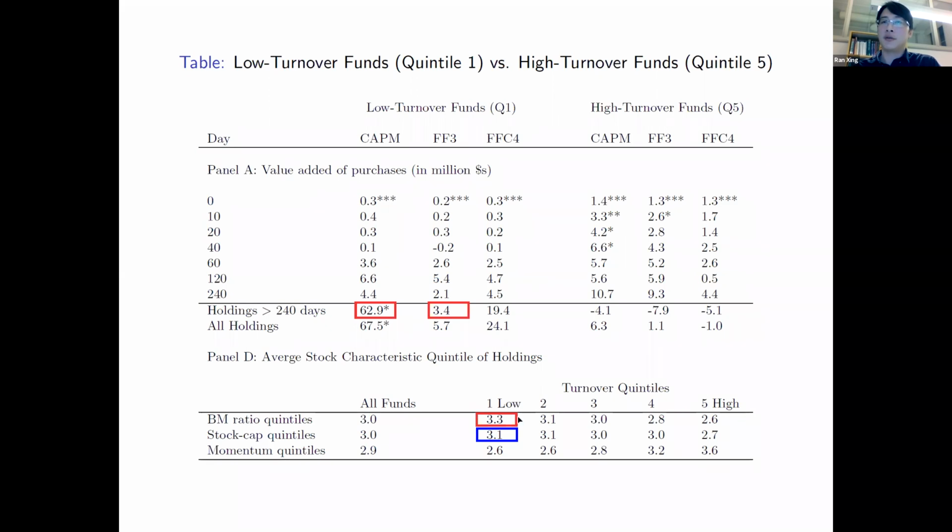But for low turnover funds, we can see they tilt their portfolio towards value stocks, that's high book to market ratio stocks. On the other hand, they also tilt their portfolio slightly towards large cap stocks. So that means they're mainly profiting from the value factor instead of the size factor. So that's why we say the value added is largely explained by the value factor.